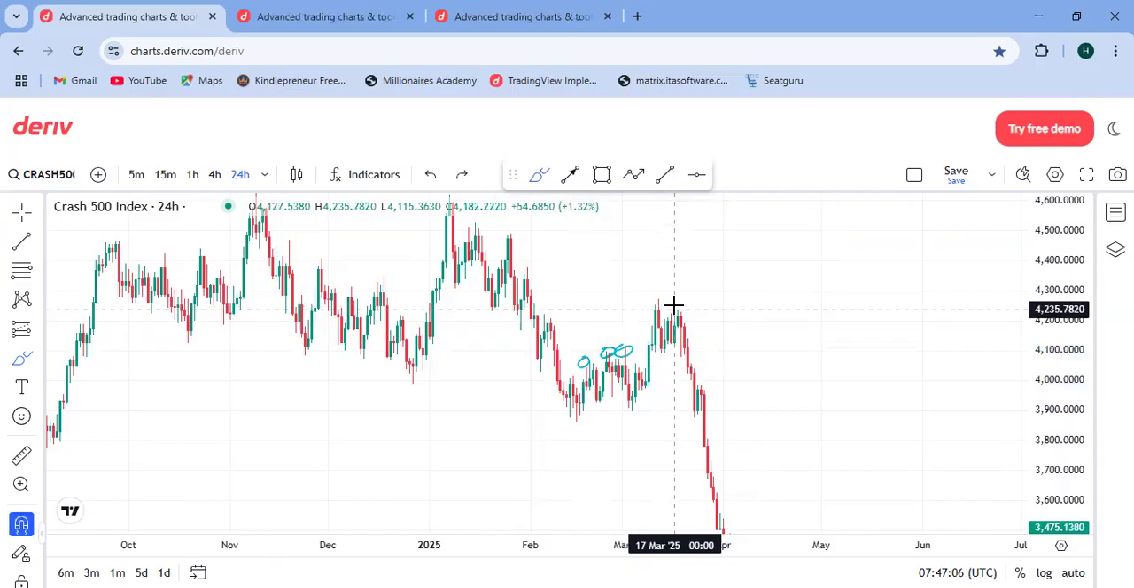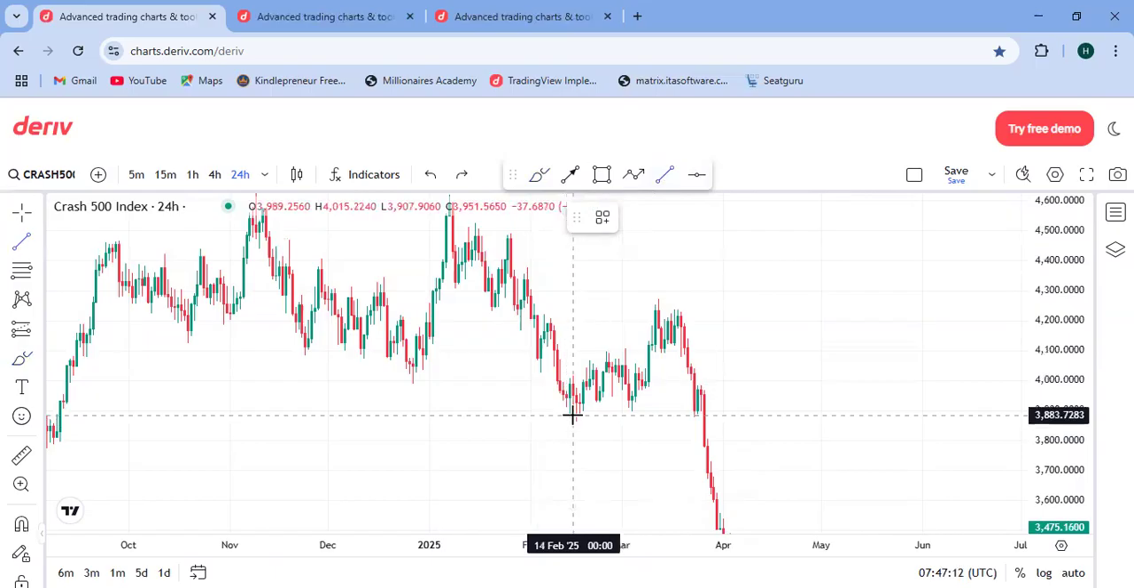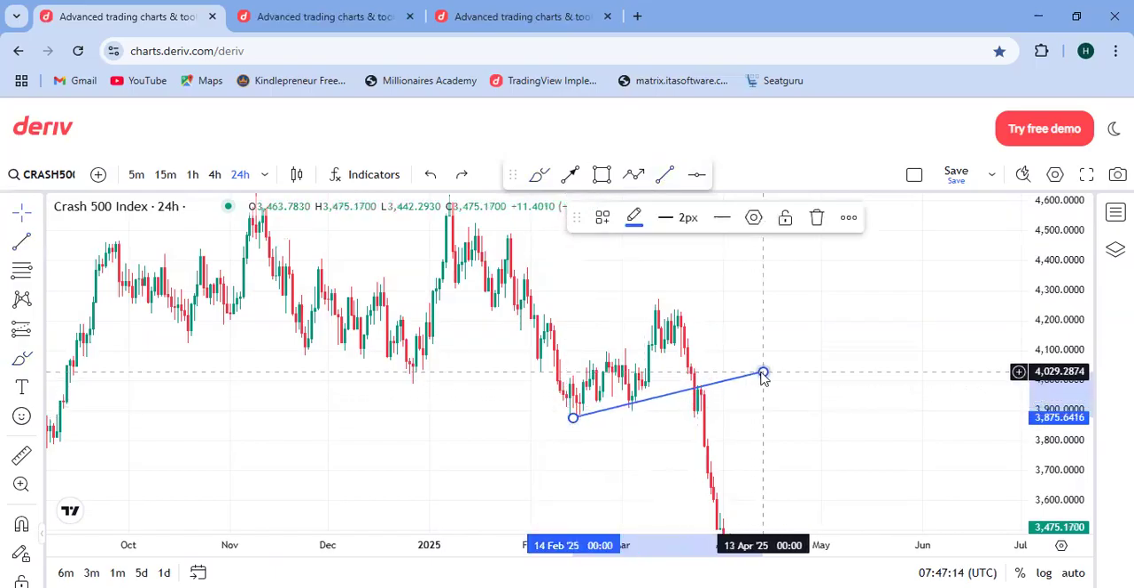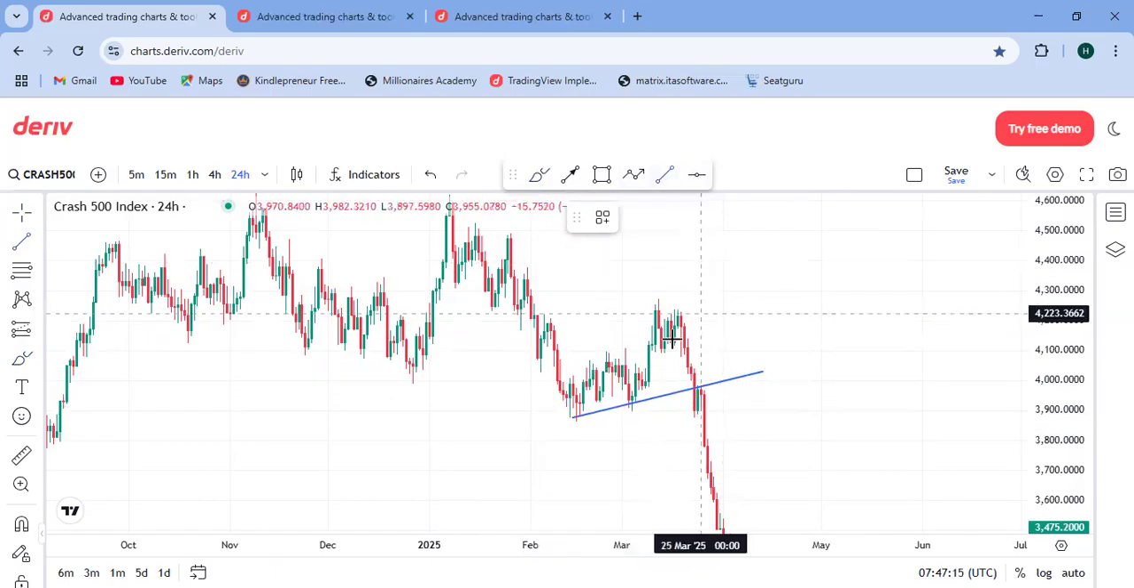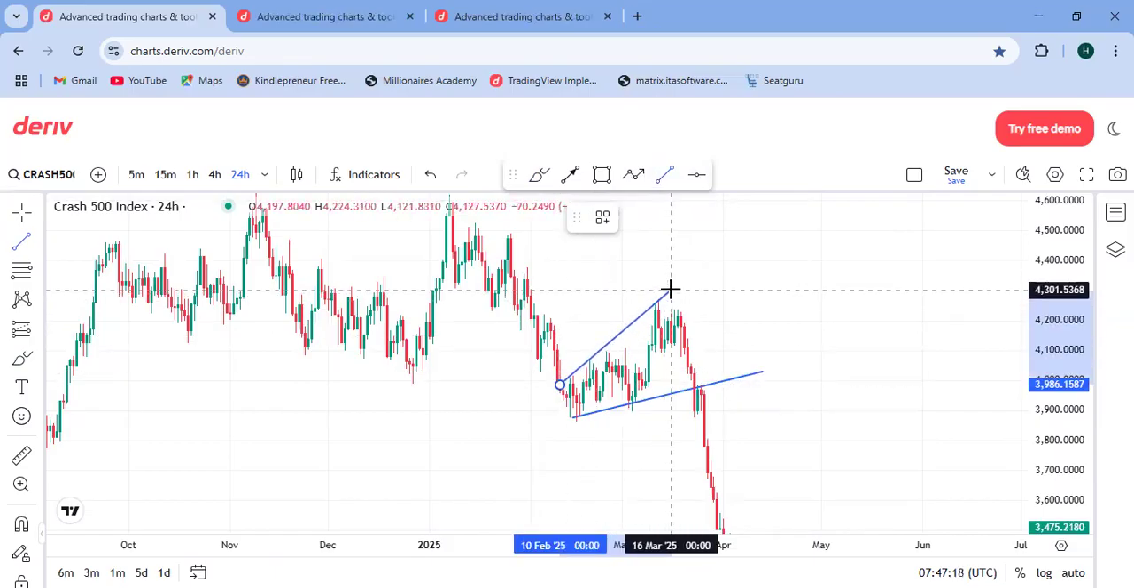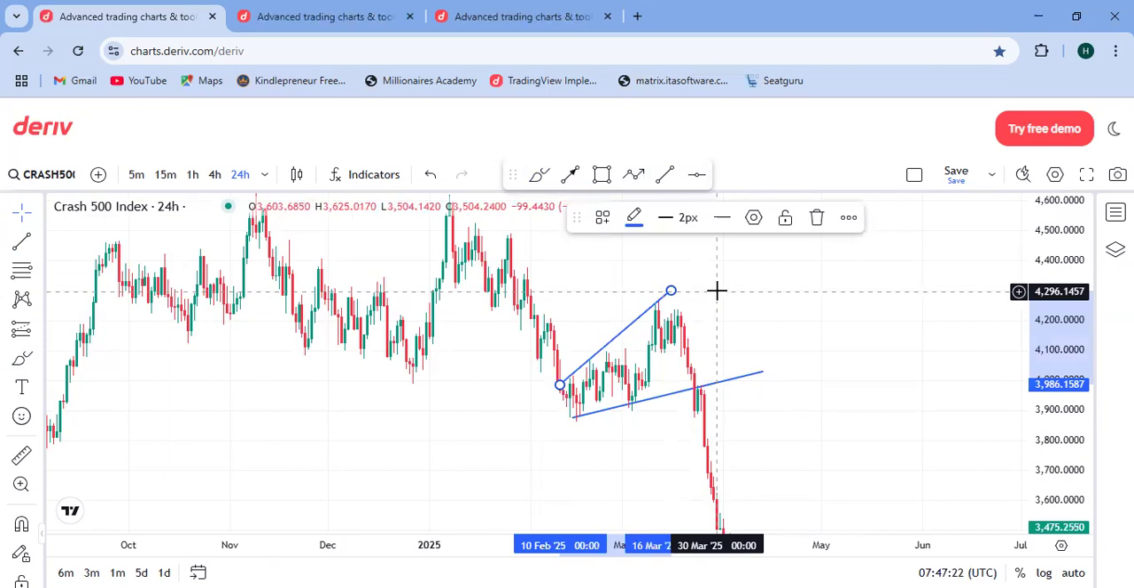All right. So what we do, the first thing you need to do is to place a trend line like this. You put a trend line just like this. All right. Then you draw this other one just like this. Now, the essence of doing this is to help you identify the actual structure the market has created.